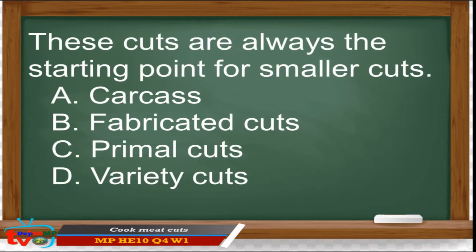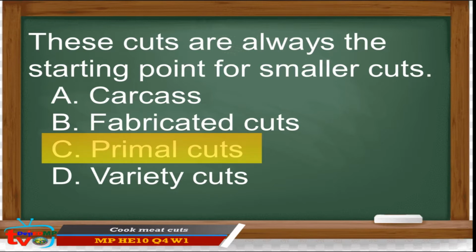1. These cuts are always the starting point for smaller cuts. A. Car cut. B. Fabricated cuts. C. Primal cuts. D. Variety cuts. And the answer is C. Primal cuts.